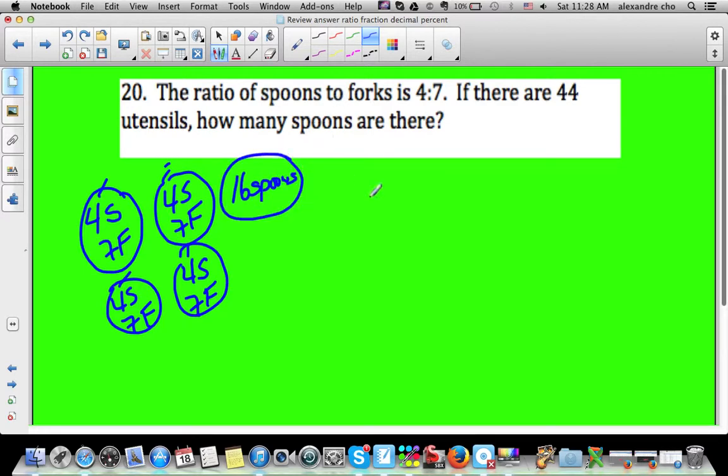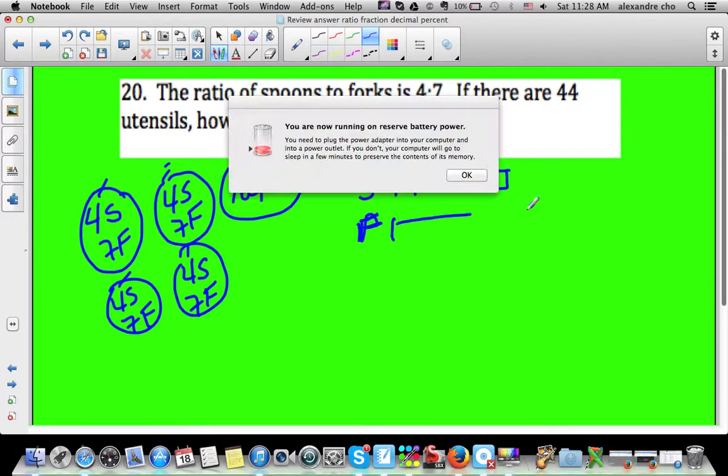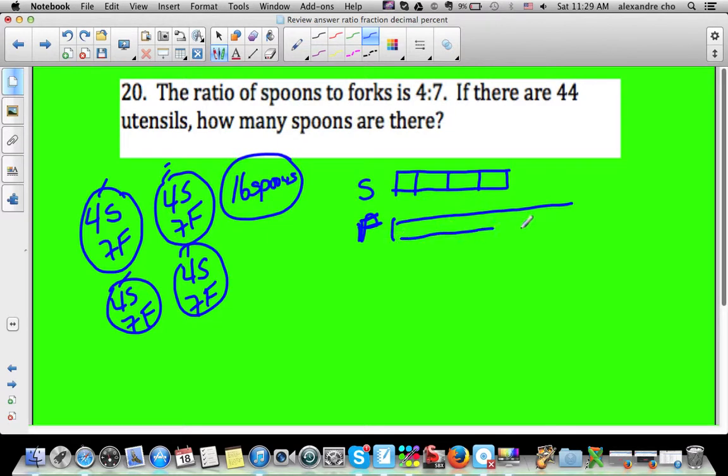Okay. You can do a tape diagram for this one too. So let's do a tape diagram. Spoons and forks. The ratio is 4, so I'm going to draw 1, 2, 3, 4. And for forks, this should be an F, by the way. It's 7. 1, 2, 3, 4, 5, 6, 7. Remember, the beauty about a tape diagram is that once you find one number, all the other numbers are the same.